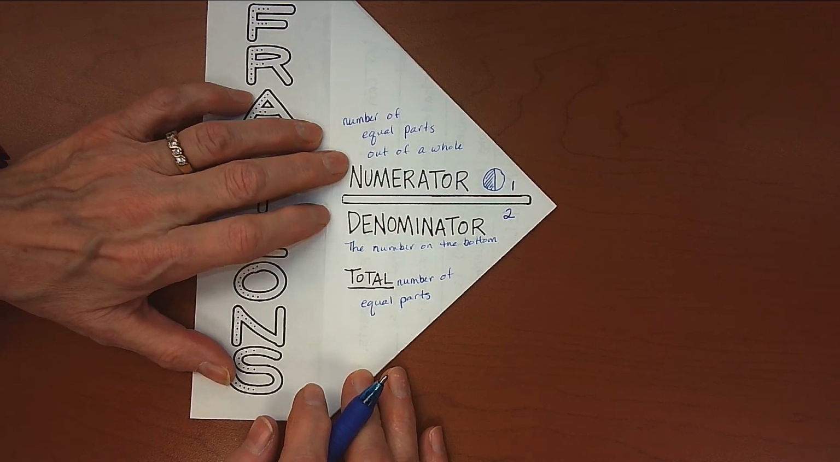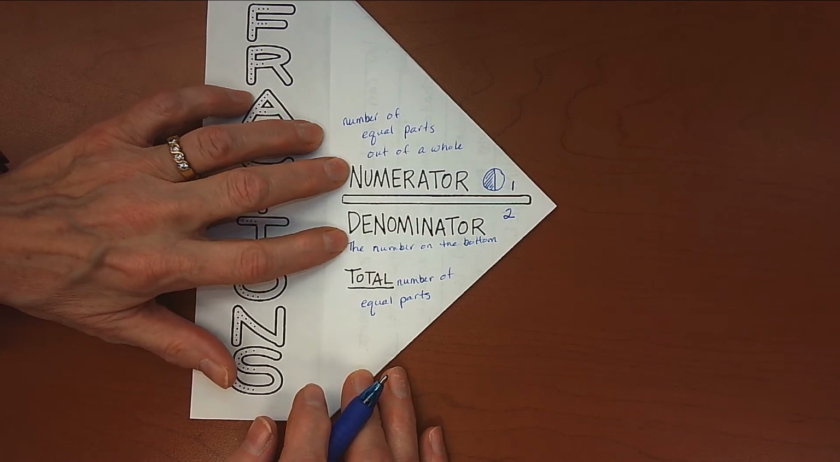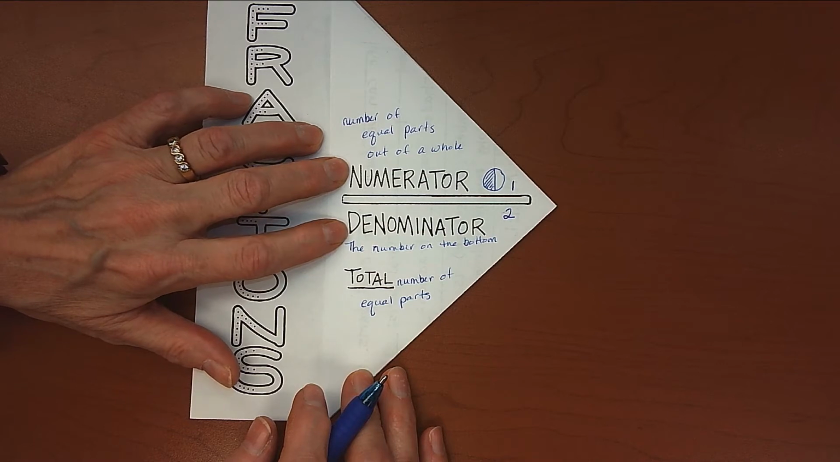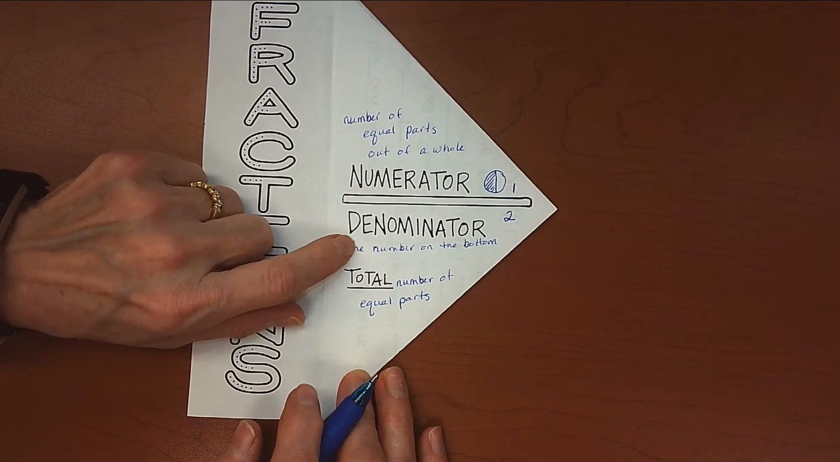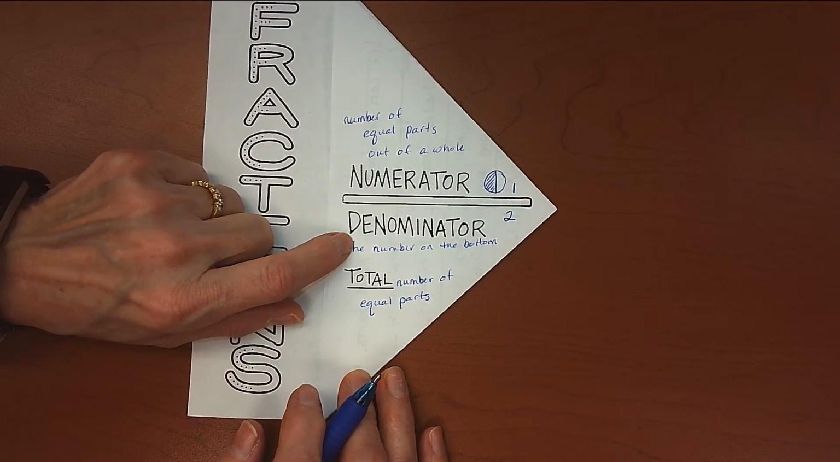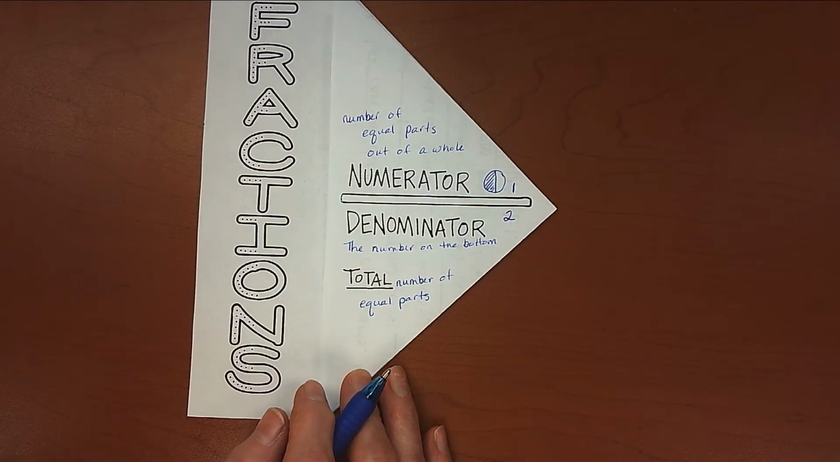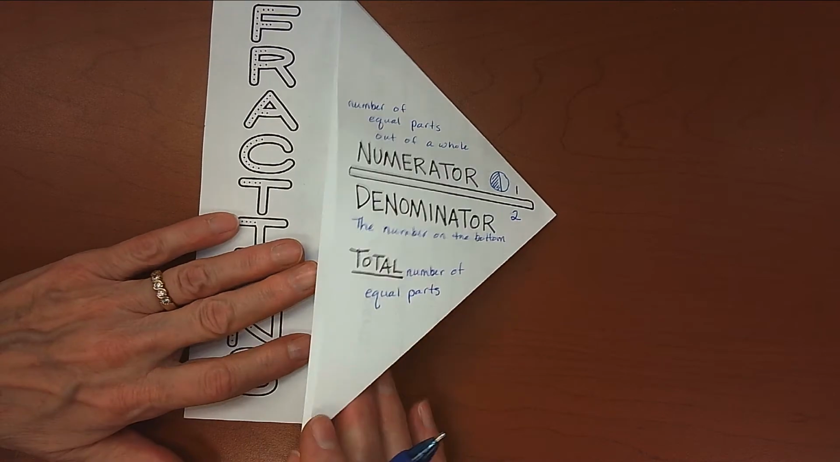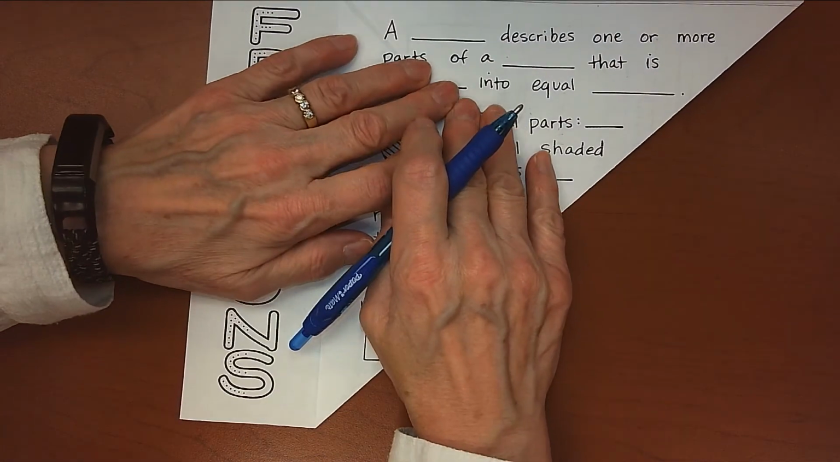I've heard people say they remember N for numerator on the top, D for denominator on the bottom. Other people I've heard say they think about the D as being down, so the denominator goes down on the bottom. Whatever works for you is great. So those are just a couple of tips. All right, so we're going to open up and take a few more notes here.